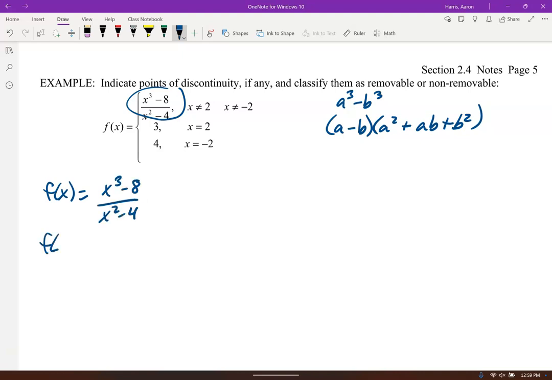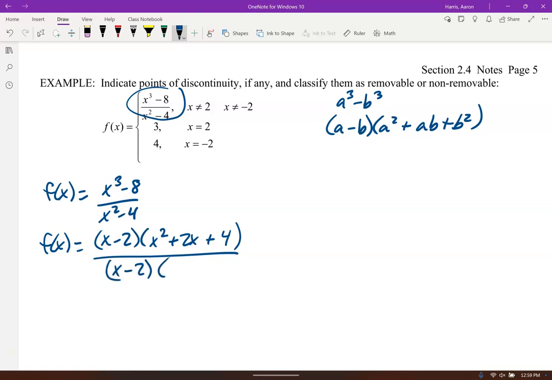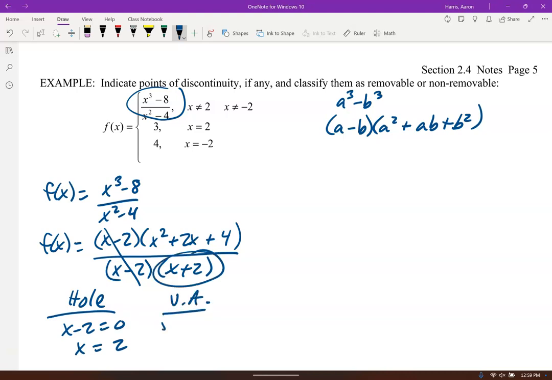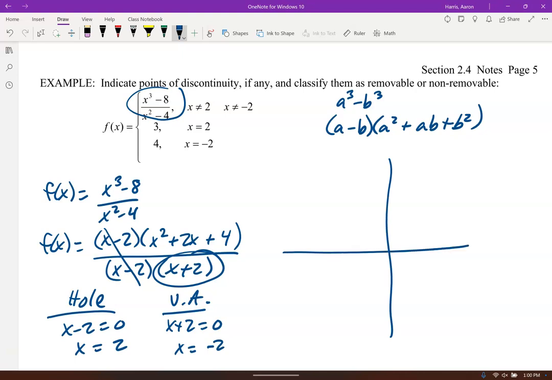So this would factor into x cubed minus 2 cubed. So I'd have x minus 2 times x squared plus x times 2, or 2x, plus b squared, that's 2 squared, so the 4 on the end. And the denominator factors into x minus 2 times x plus 2. So it looks like we have a hole there at 2. And then we're going to have a vertical asymptote at negative 2. All right, if you're trying to get a picture of this thing.